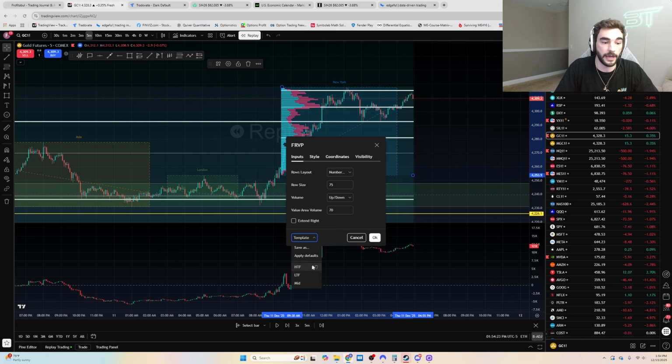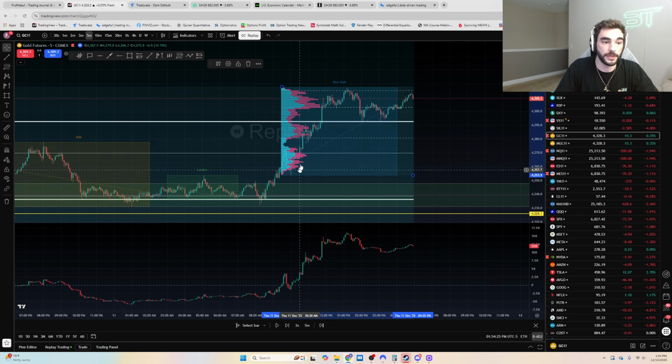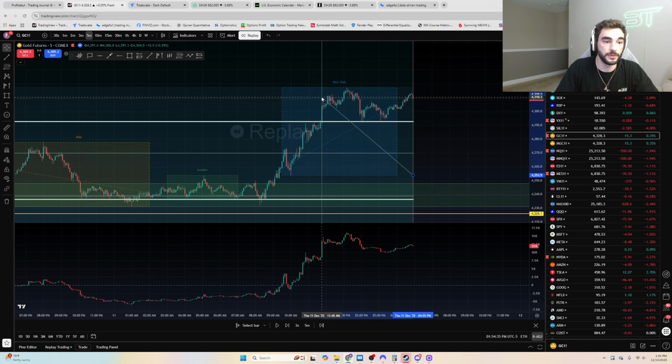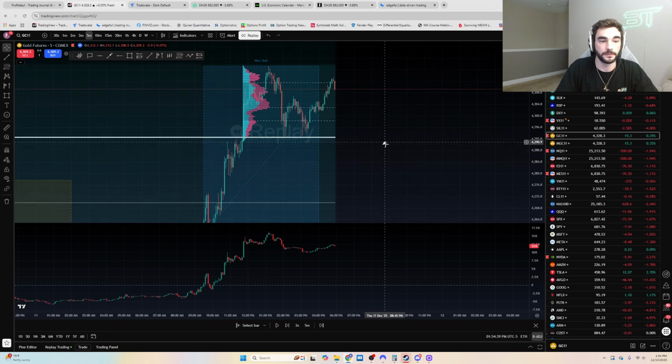It's too far out. I don't care about this price action on the lower end. All I care about is we have highs up here, we have lows down here coming into Asia. So I want to take this last breakout candle. Now I have my volume profile.